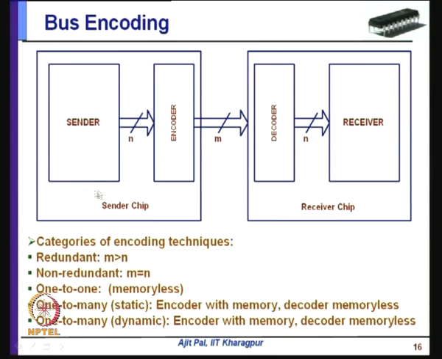So, you have a sender which does the encoding. So, n bits are converted into m bits, and there is a decoder at the other end which again converts m bits to n bits, and here is the receiver. They can be categorized into redundant, non-redundant, one to one, one to many, where the encoder has memory and the decoder is memoryless. On the other hand, one to many can be encoder with memory and decoder memoryless.